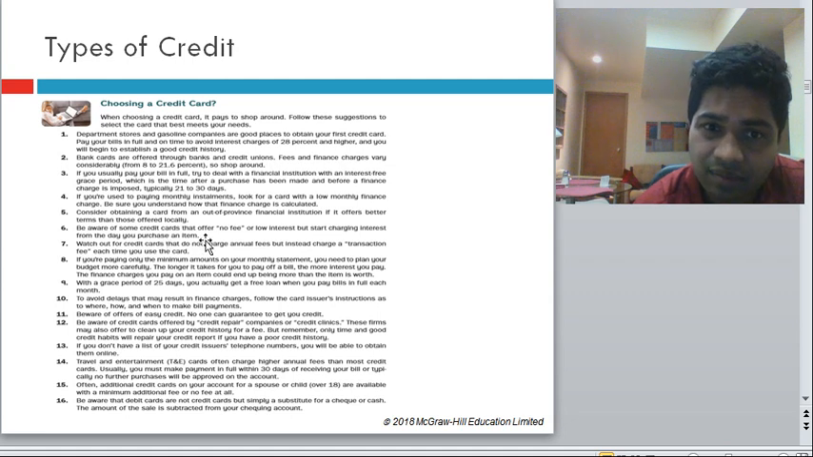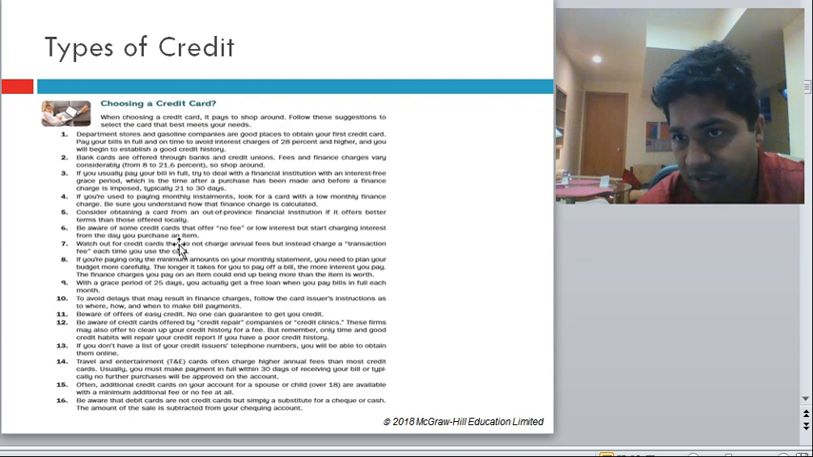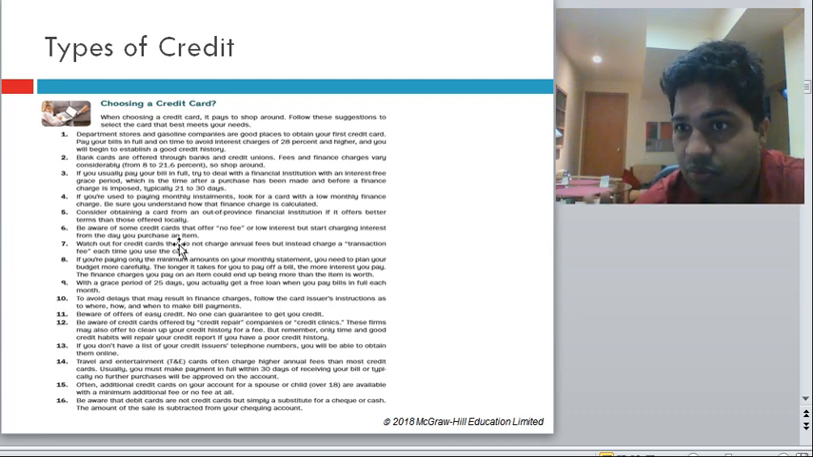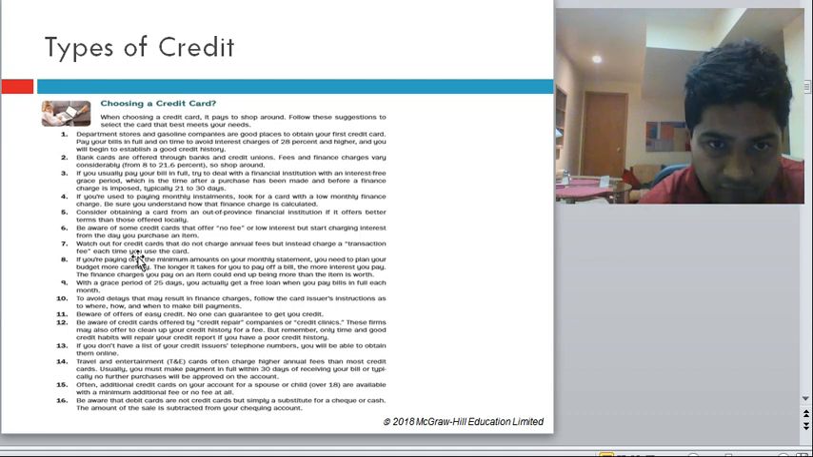Be aware of some cards that offer no fee or low interest but start charging interest from the day you purchase an item. So they may not have a monthly fee but they don't have a grace period. So always read the fine print before subscribing to a credit card. Watch out for credit cards that do not charge annual fees but instead charge a transaction fee each time you use them. If you are paying only the minimum amount on your monthly statement, you need to plan your budget carefully because you will be paying a lot of money. The longer it takes to pay off your bill, the more interest you pay.